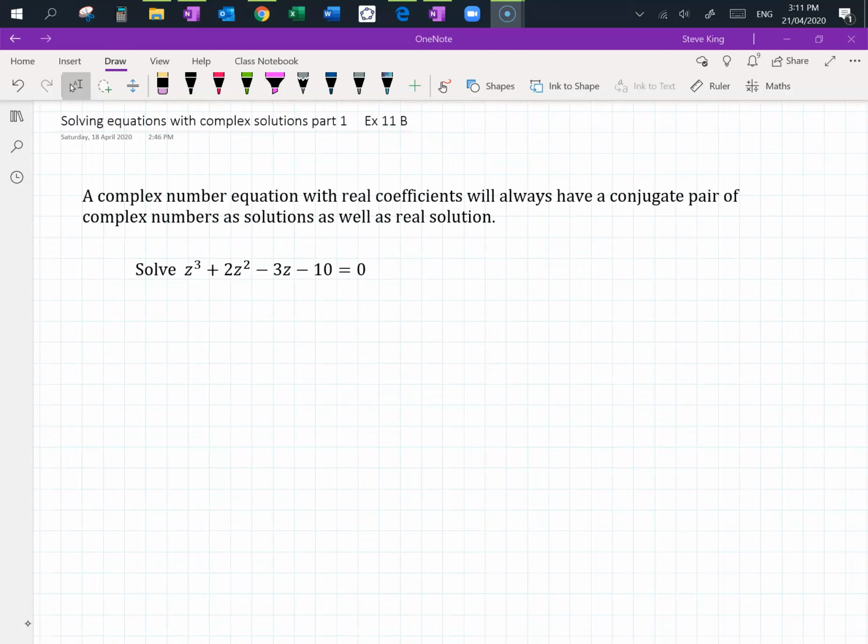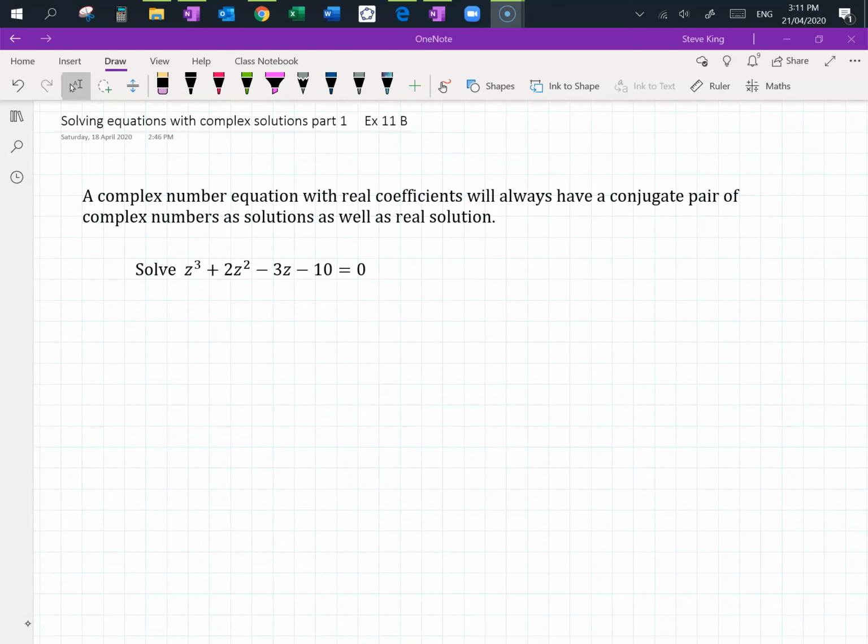They want you to solve this equation: z cubed plus 2z squared minus 3z minus 10 equals 0. I'm expected to get three solutions. Because the coefficients are all real numbers, I'm expecting to get a pair of solutions that are complex and one solution that would be real.